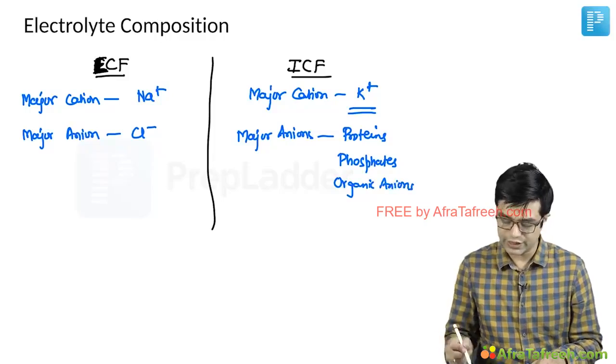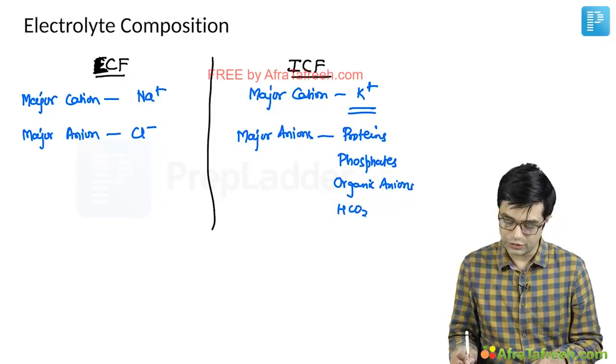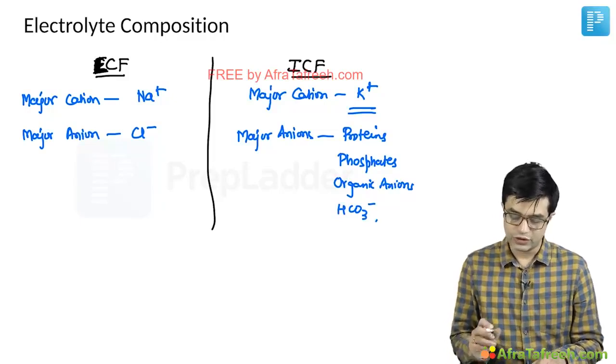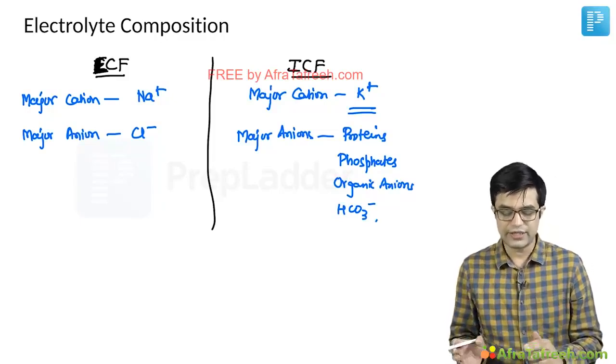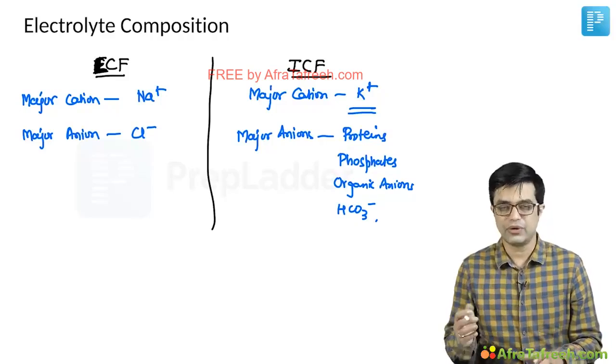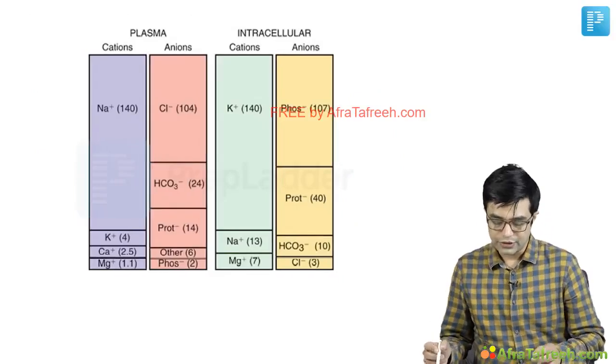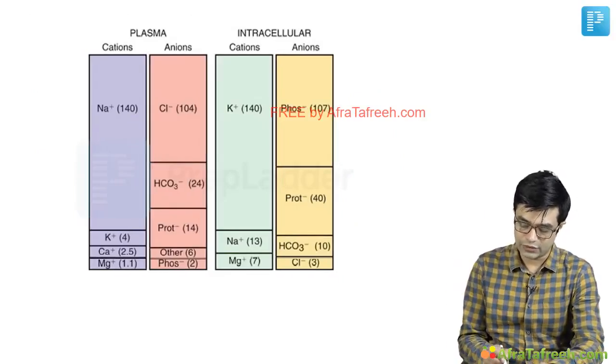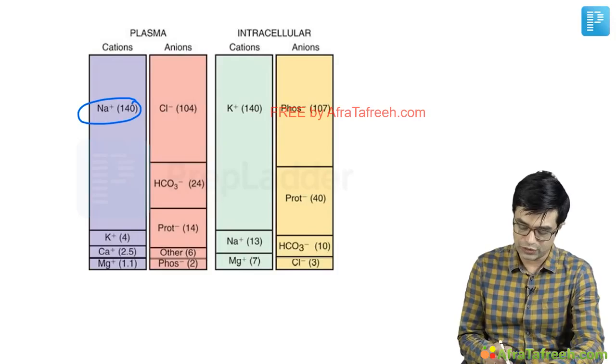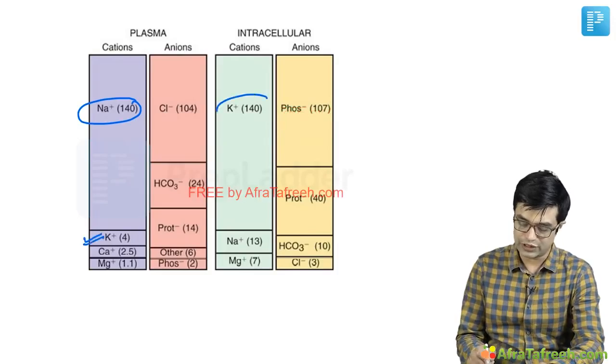Sometimes a fourth one, bicarbonate, is also added. So these are the major cations and major anions between the two chambers that you already know. This is the diagram which is given in Nelson. You can see that in plasma the sodium content is 140, potassium is only 4, whereas inside, potassium is 140 and sodium is only 13.